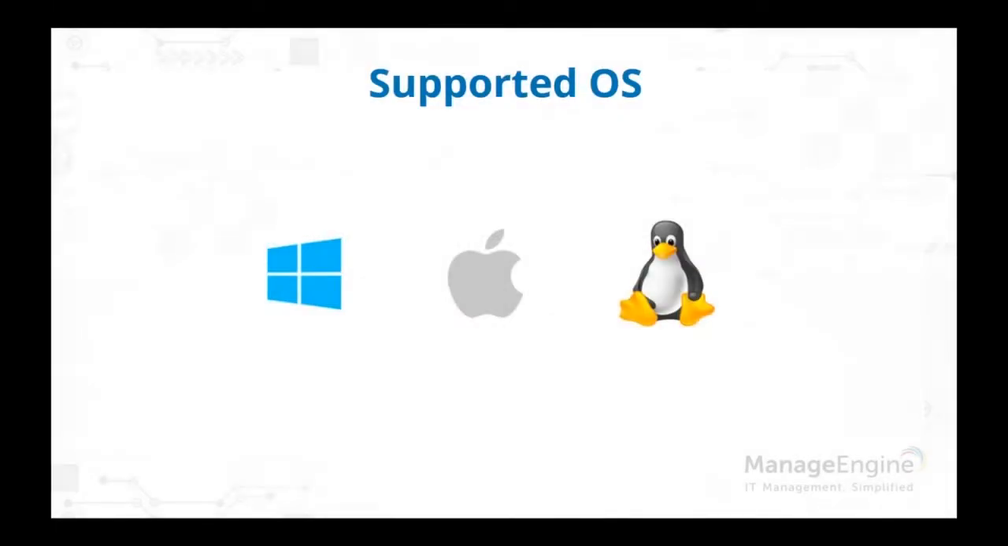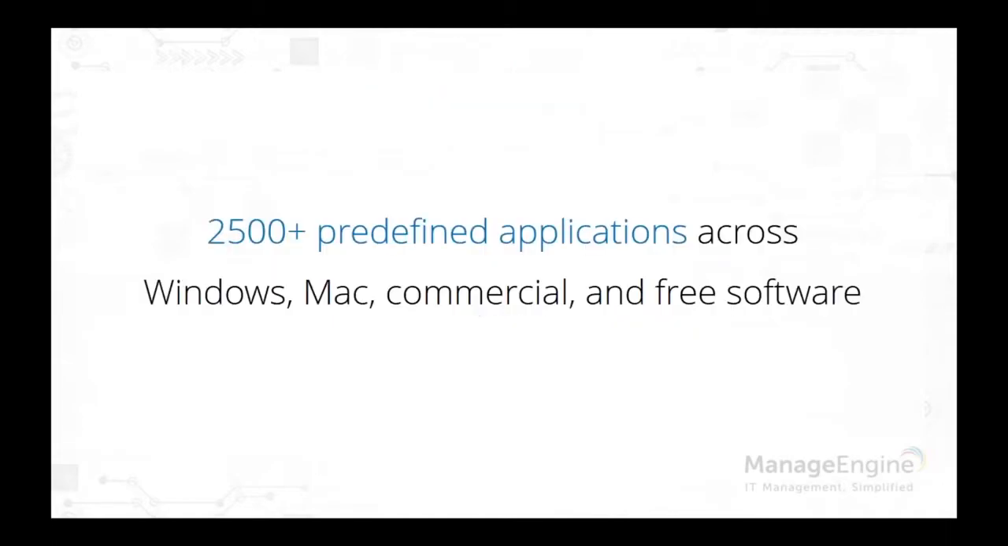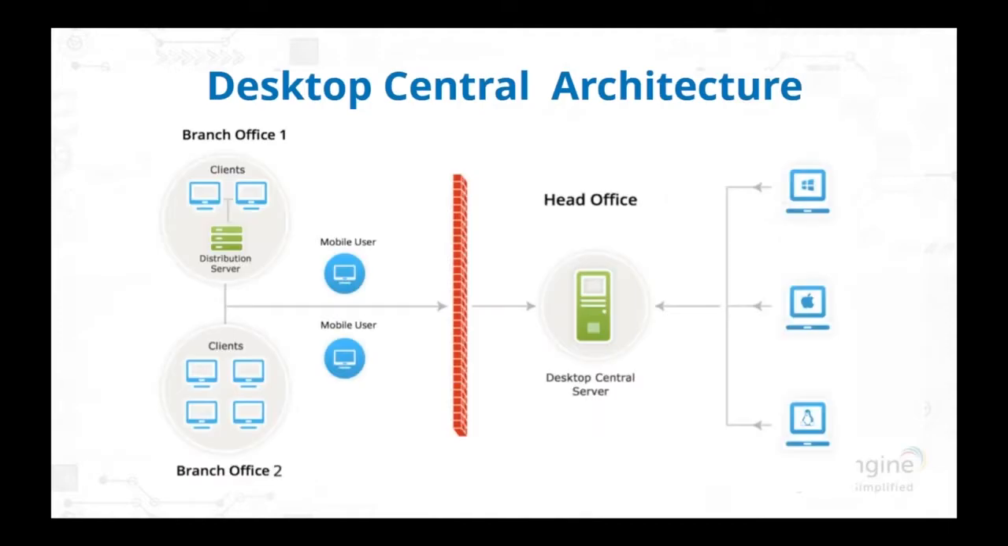Right, so here we go. These are the supported operating systems for Desktop Central, which are Windows, Mac, and Linux. We have a large customer base who contribute to the community by categorizing applications as commercial. Right now we have 2,500 predefined applications, and 13,000 applications have been categorized as commercial or non-commercial, which is supported by Desktop Central.